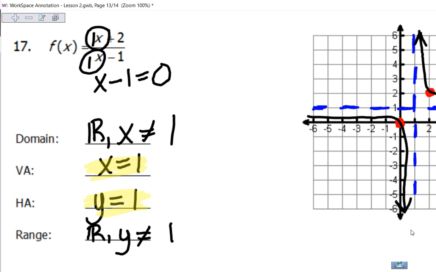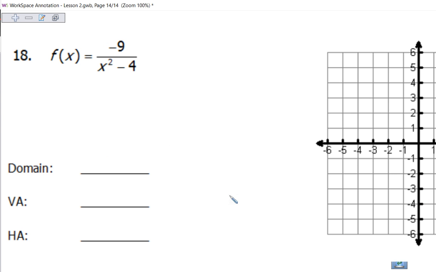Okay, one more. Last one. Number 18. Now this one. How do we find the horizontal asymptote? What do you say? How do we find the horizontal asymptote? Find where the bigger degree is. The bottom. Yeah, the bigger degree is in the bottom, so if it's bottom heavy, what's the horizontal asymptote? Y equals 0. So that means the range is all real numbers, except y cannot equal 0.